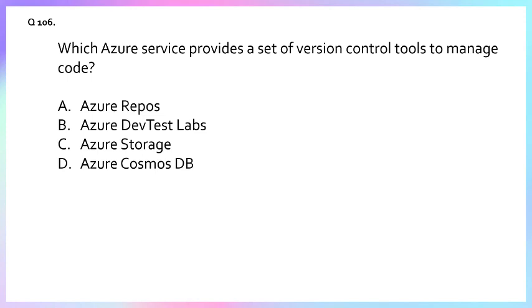Azure Repos is the correct option because Azure Repos is part of Azure DevOps. Azure Dev Test Lab is mainly used for creating and managing virtual labs for development and testing environments. So option B is incorrect. Azure Storage is used for storing files, blobs, tables, and queues, not version control for code. Option D, Azure Cosmos DB, is a globally distributed NoSQL database service, not related to version control.